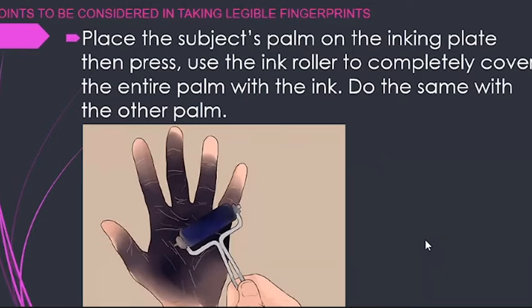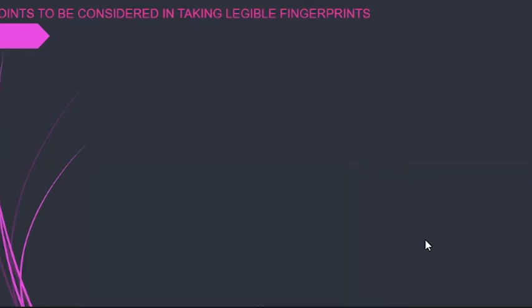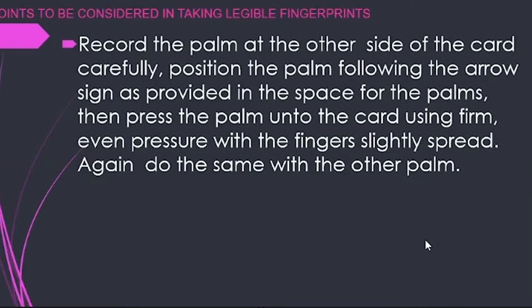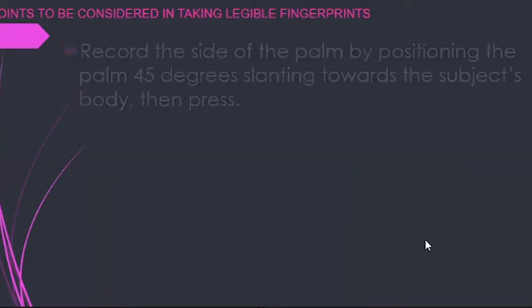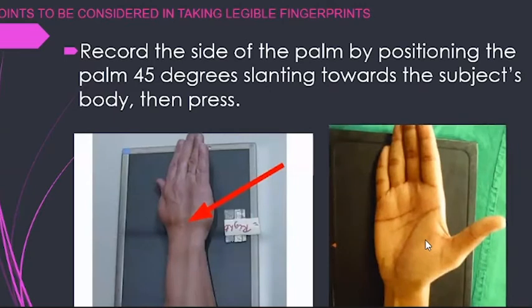So, ganyan. Lalagyan ng ink yung palm. Pagkatapos, record the palm on the other side of the card carefully, positioning the palm following the sign provided on the space. Look, ganito. Ganyan, diba? So, pag may ink na siya, ganito ilalagay, tapos itutumba papunta ng ganon. Then press. Para ma-cover yung ink.